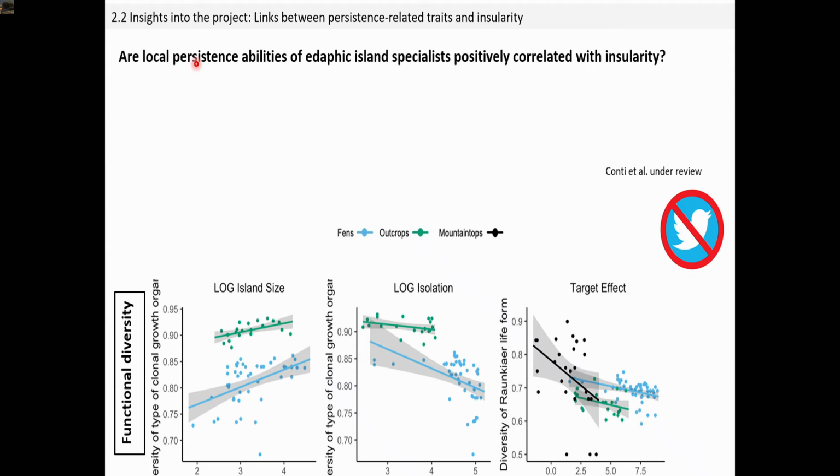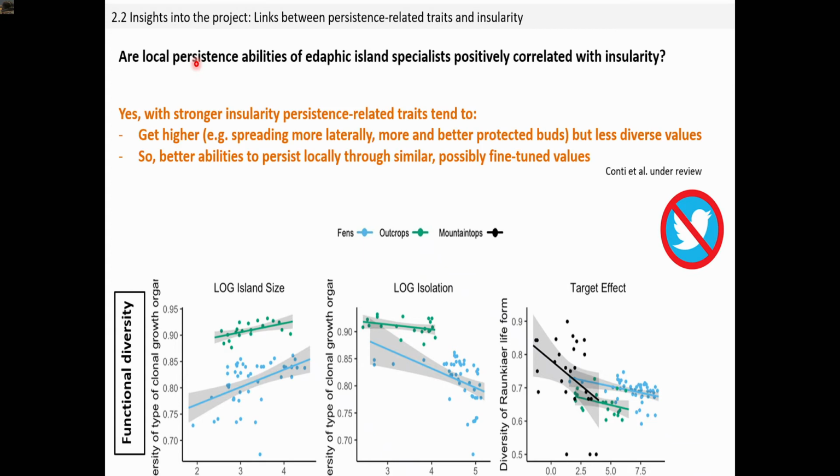And here we measure the diversity of these clonal growth organs, whereas the last one is the diversity of bud-bearing life form. And here actually we are observing the opposite patterns as before. So the diversity of, for example, clonal growth organs is increasing with island size, whereas it is decreasing with isolation. And the same happens for the diversity of bud-bearing life form, meaning that if we combine these results with the other ones of the mean values, we can summarize.